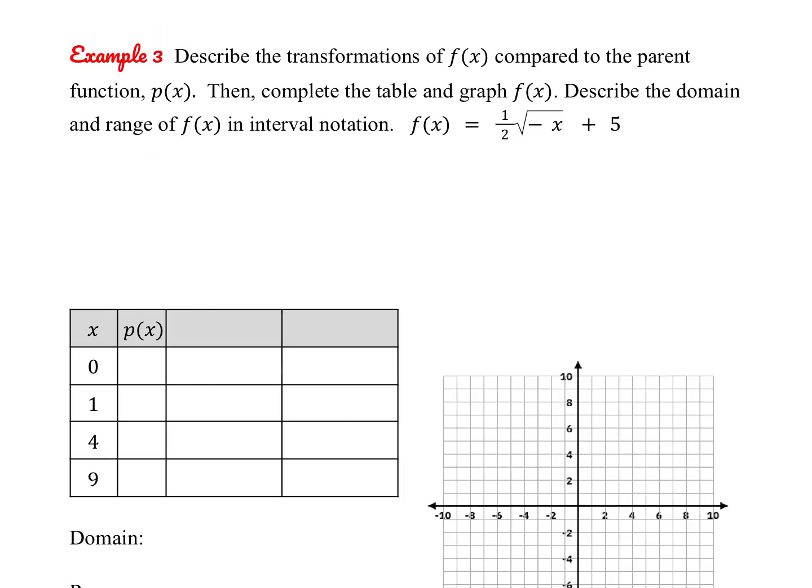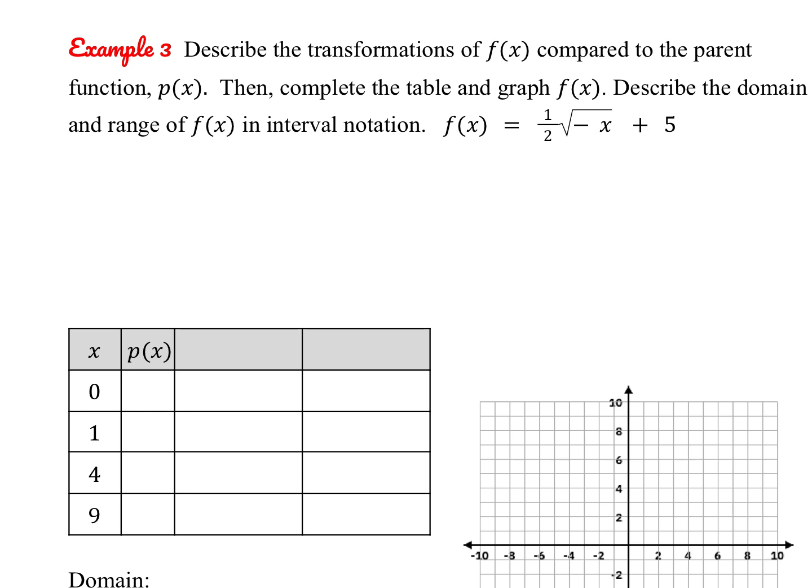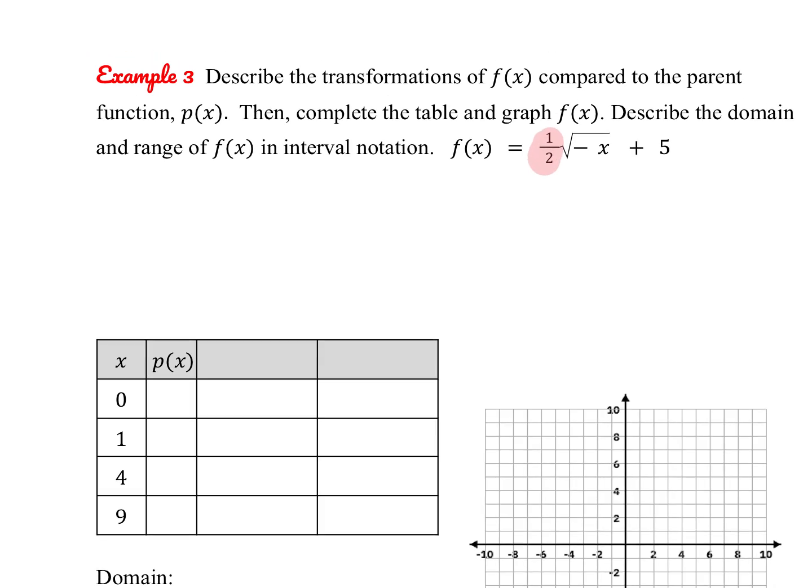All right, let's try one more together, and then you can try one on your own. So first I see that I am multiplying by 1/2 in front, which makes it a vertical stretch or shrink. Now because that factor is less than 1, it's going to be a vertical shrink. So by a factor of 1/2.